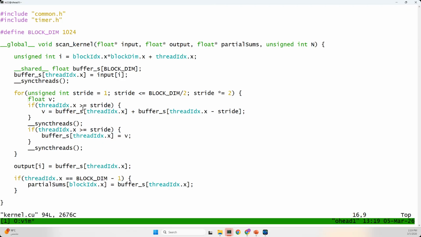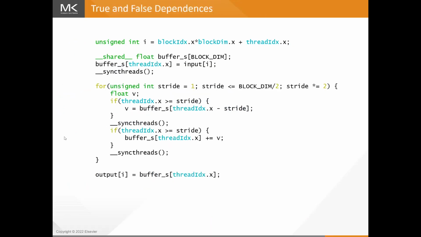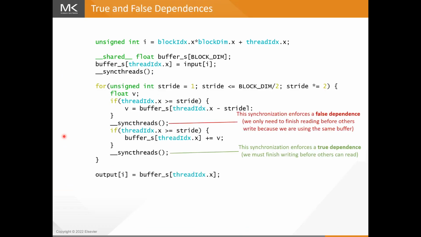Right. So somebody answered in the chat. The second one is a true dependence because we have to finish writing before we read on the next iteration. You can't read something before you've written it. But the first one is enforcing a false dependence because the only reason we have to finish reading before we write is that we are using the same buffer for reading and writing. So our second sync threads enforces a true dependence, whereas the first one enforces a false dependence.